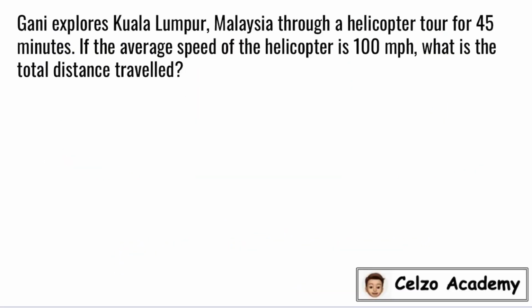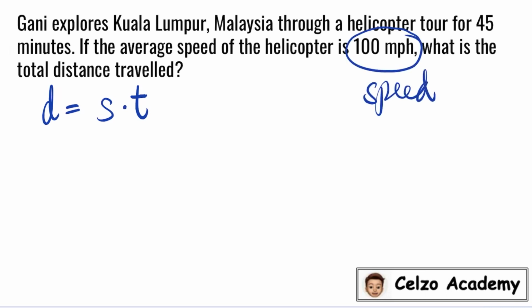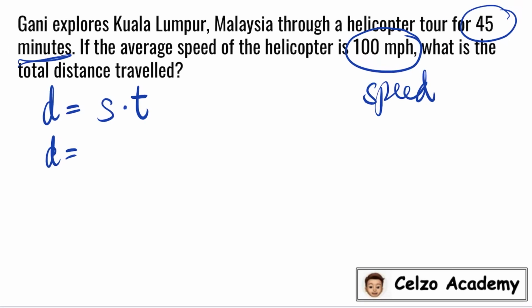So the formula for the distance d is equal to speed s times the time. In this problem, the average speed is 100 miles per hour, so that's the speed. And the time is 45 minutes. So now solving for the distance, we will substitute the speed and the time. The speed is 100 miles per hour, and I will write it as 100 miles per 1 hour.